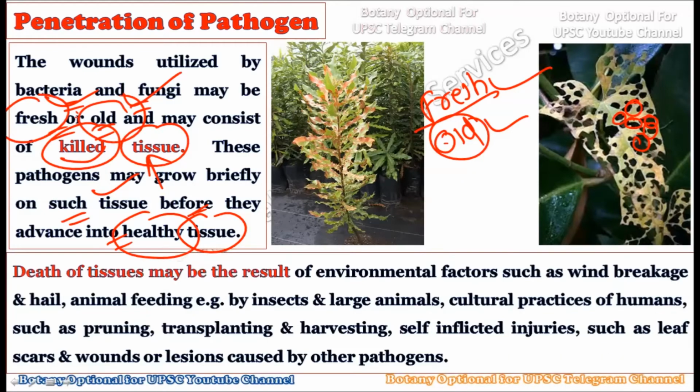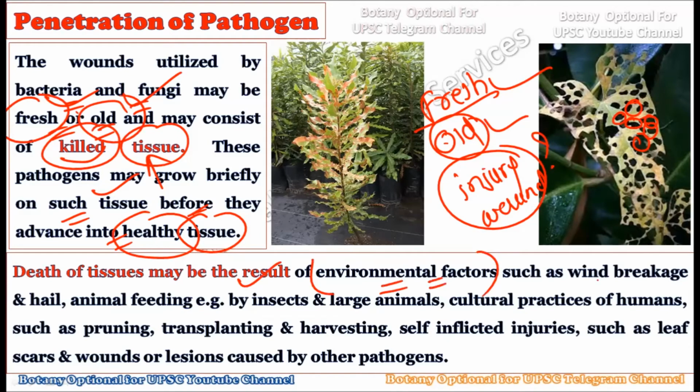Now, this death of the tissue, why does this occur? What are the factors that cause an injury within the plant body? Why is there a creation of a wound within the plant body? Then you will realize there are many components which are responsible for this particular injury or wound. See, death of the tissue may be the result of environmental factors, such as wind breakage. If there is a very fast wind, this fast wind can create breakage within the plant body.